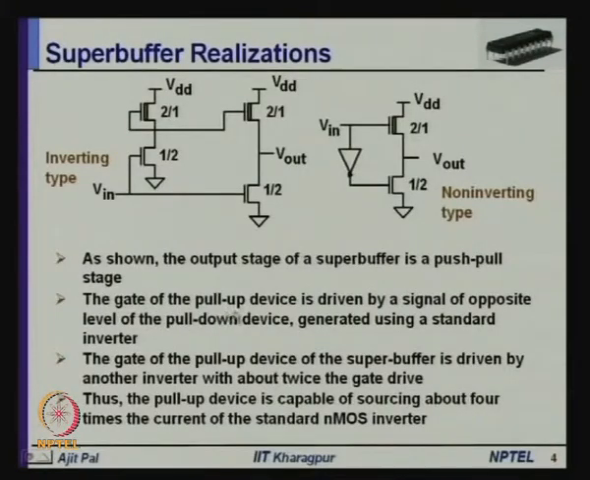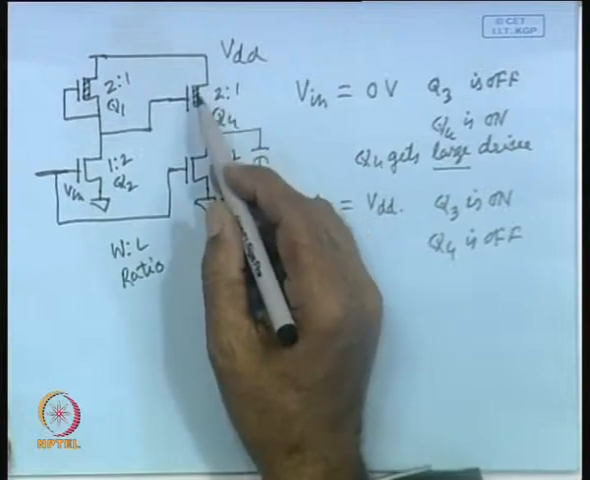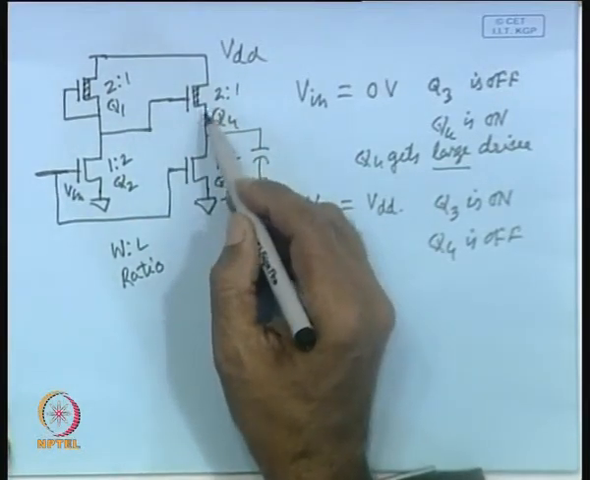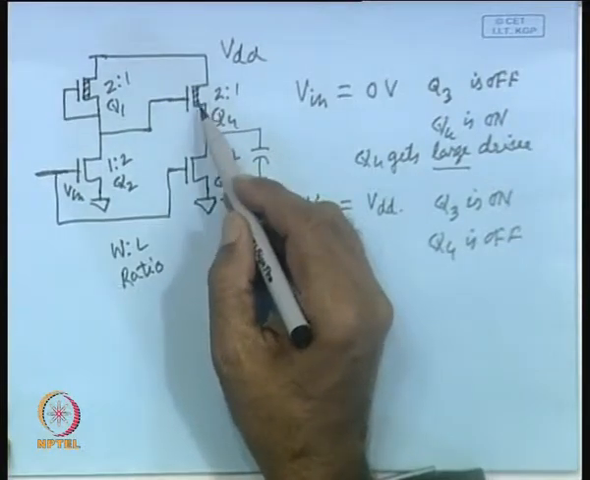the pull up device is driven by a signal of opposite level of the pull down device generated by a standard inverter. The gate of the pull up device of the super buffer is driven by another inverter with about twice the gate drive, as I have already explained. Thus, the pull up device is capable of sourcing about 4 times the current of the standard NMOS inverter. Normally, as you know, because of the ratioed logic, we get 1/4 current, but we can see here because of this larger drive, it will be able to supply large current.